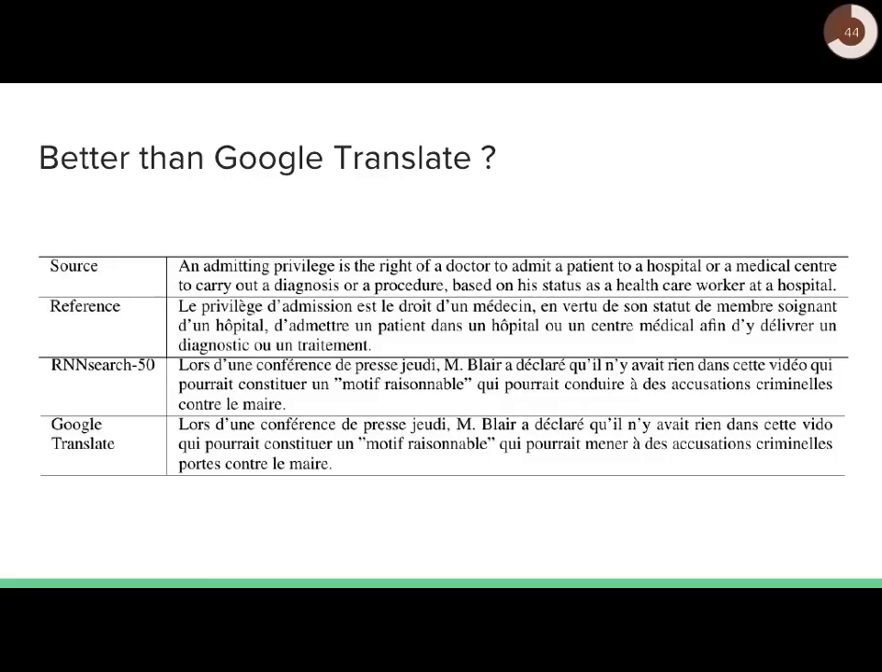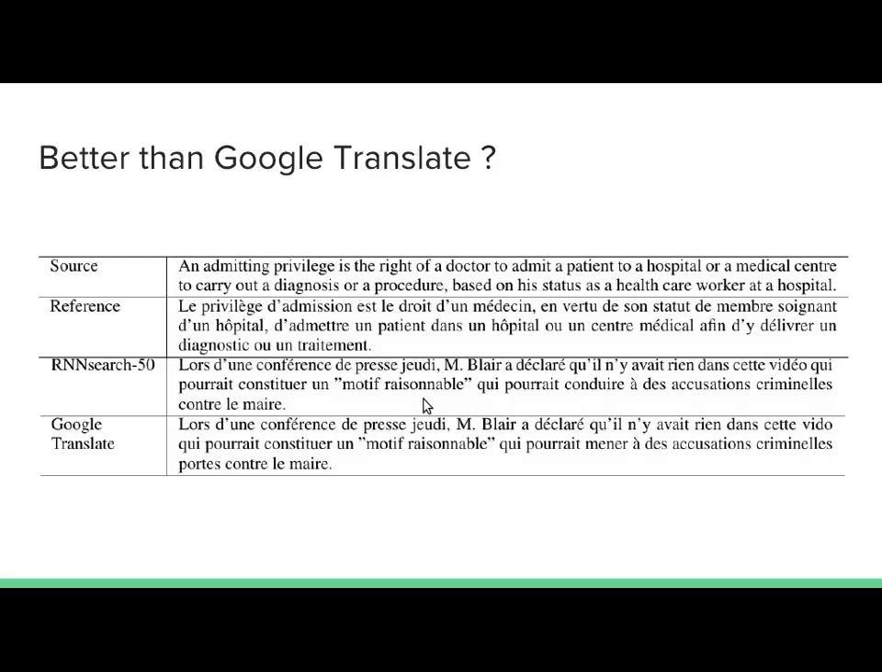So, was it better than Google Translate? They compared the source sentence, their outputs, Google Translate outputs and many other outputs, but I shortened the table just to make it possible to show it to you. And here Google Translate made, I think, two mistakes, and their output was really correct.